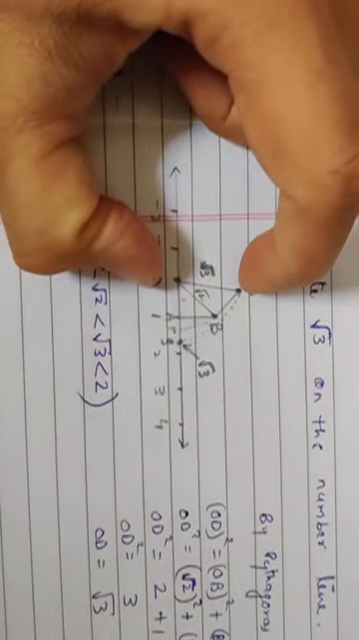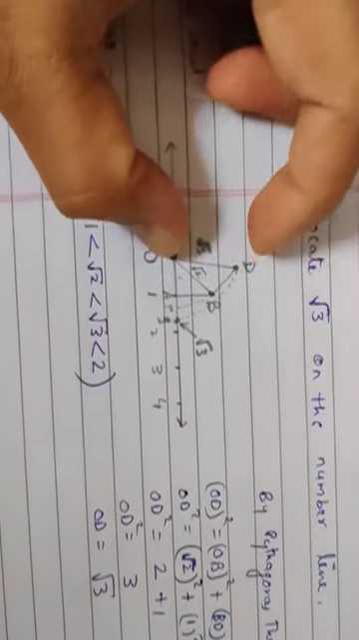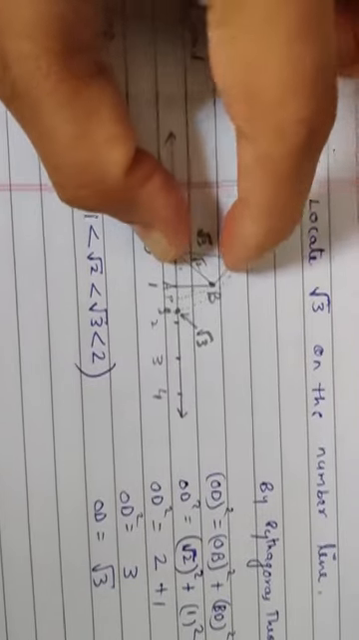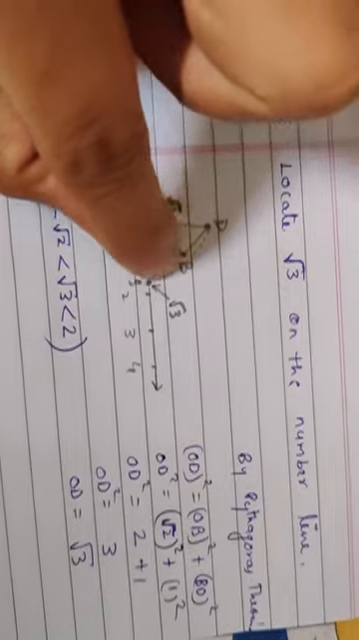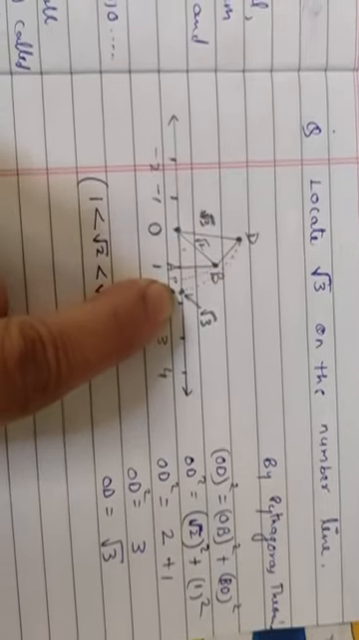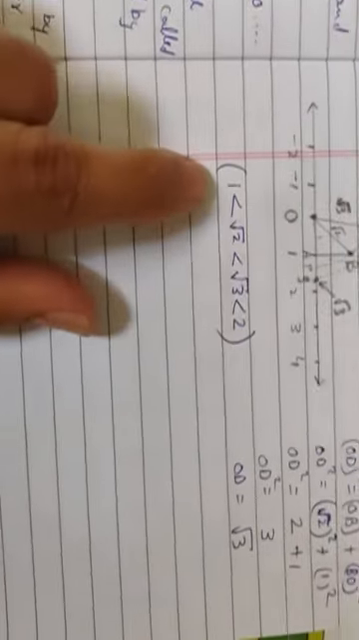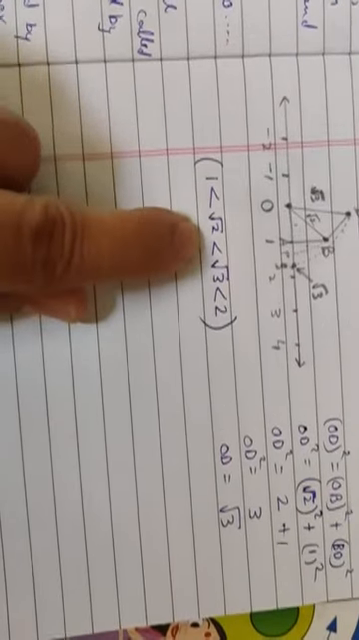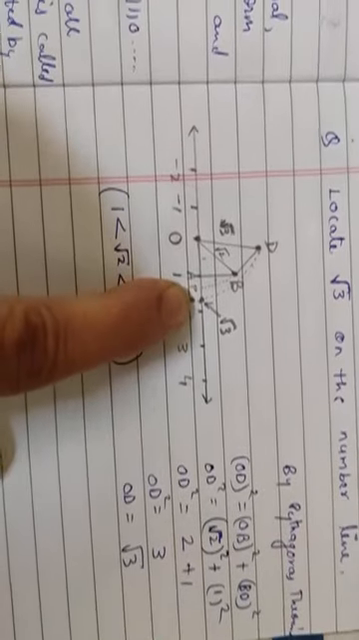If OD is root 3, just put your compass on point O, take the radius of OD and draw one arc DQ. You can see DQ is the arc. Q is representing root 3 on the number line. It is also coming between 1 and 2. So we will write here that root 3 is greater than root 2 and 1 but less than 2. In this way we can locate root 3 also.